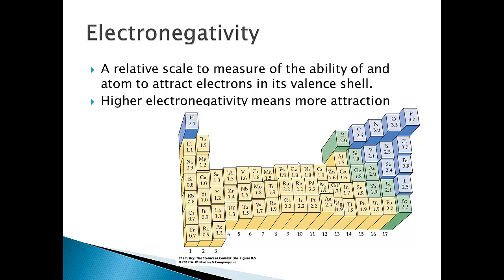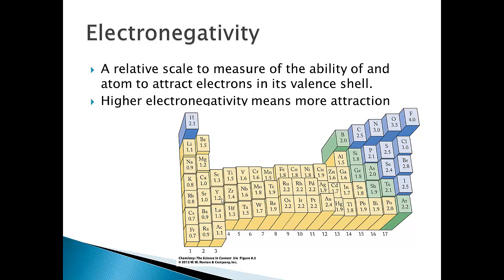So this is related to measurements, but electronegativity is not something that you can actually go out and measure directly. There's no electronegativity meter. It's based on this arbitrary scale. So what does it do? It measures the pulling power, the holding power of atoms to electrons. It tells you how strongly an atom will attract electrons in its valence shell or when it's bonded. So higher electronegativity means more attraction.